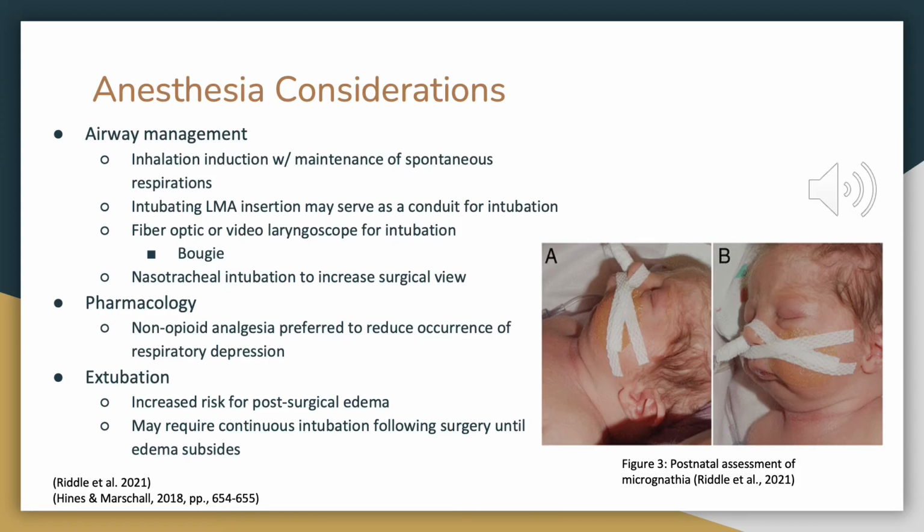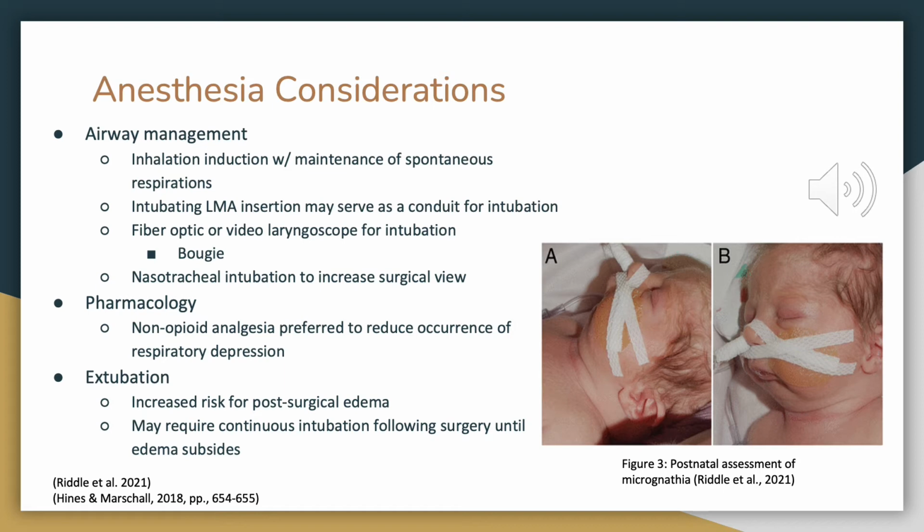Getting into some anesthesia considerations, the most common issue is going to be airway management with these patients. I'm sure you noticed a common theme of airway obstruction by now. Many practitioners will opt for an inhalation induction with maintaining the patient's spontaneous respirations, but you can very well use an intubating LMA to help use as a bridge to being able to intubate these patients. It's also rather prudent to have a fiber optic or a video laryngoscope ready, as well as a bougie. General difficult airway equipment is usually needed at the bedside.